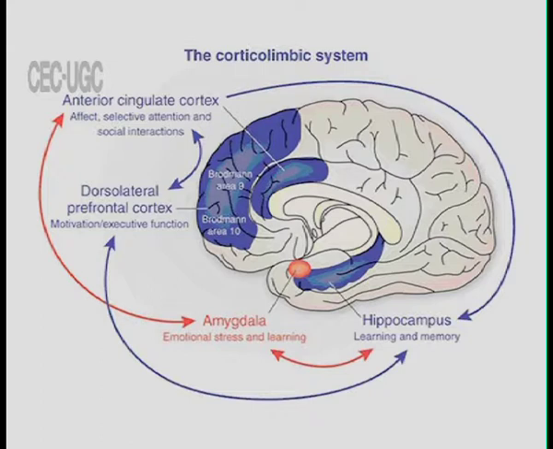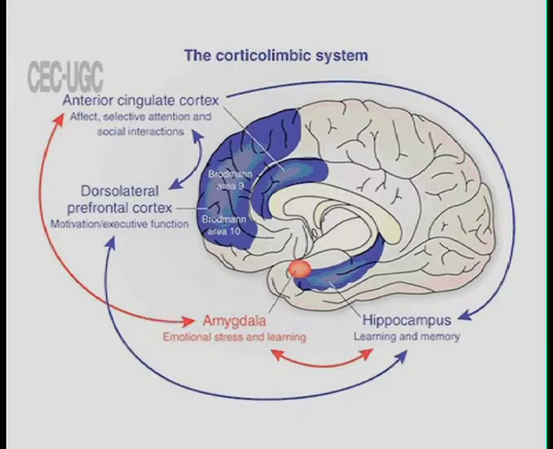So let's look at another interesting image that shows different parts of the brain engaged in performing different activities. Research suggests that the anterior cingulate cortex is involved in selective attention and social interactions. Regions within the prefrontal cortex are implicated in motivation or willingness, and attention control, that is, individuals' willingness to focus and refocus on a particular task.